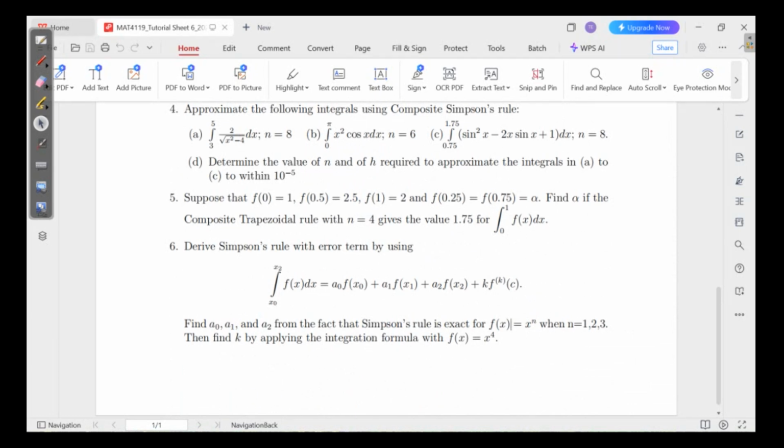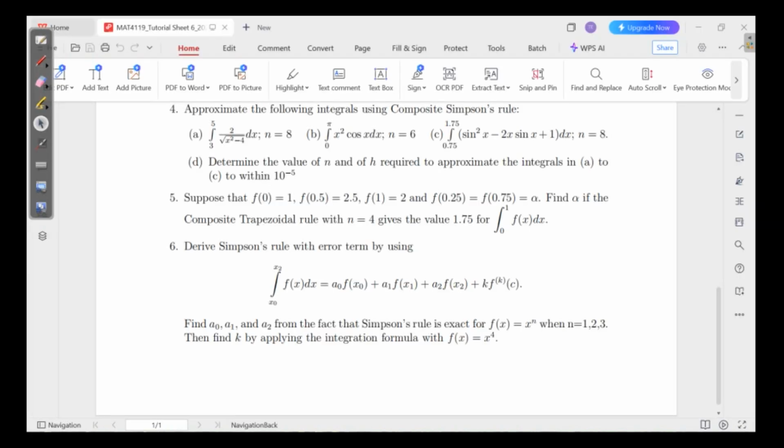Okay, so question 6 says derive Simpson's rule with error term by using this expression that we are given right here. One thing we are finding out is a naught, a sub 1, a sub 2, as well as k, because that's basically what is missing in this one to make it Simpson's rule. So let's see how we can work this out.